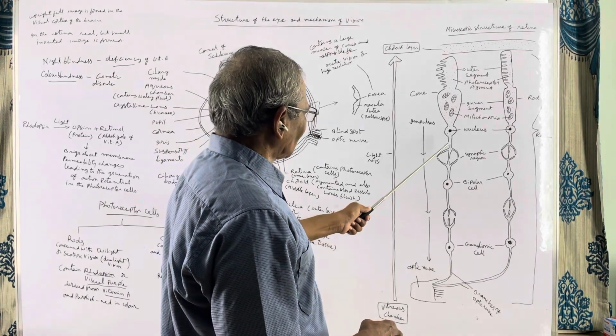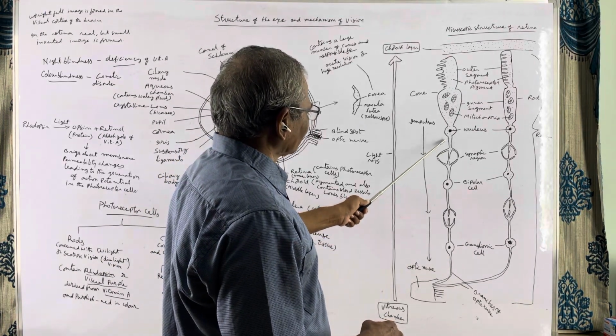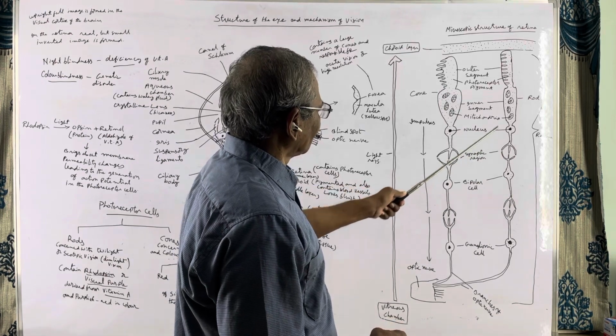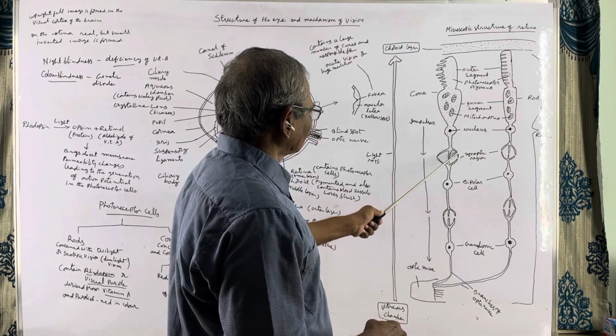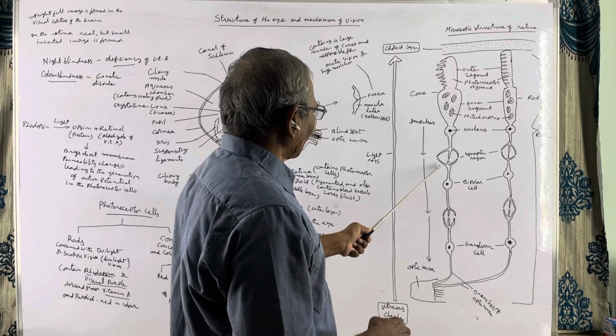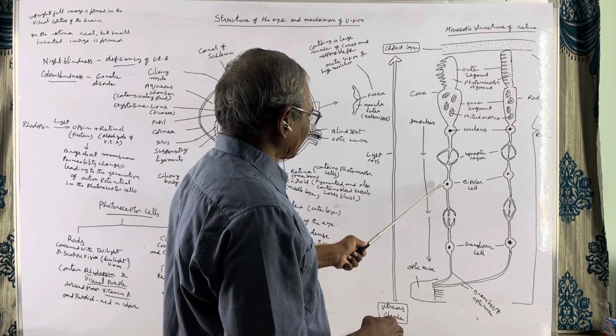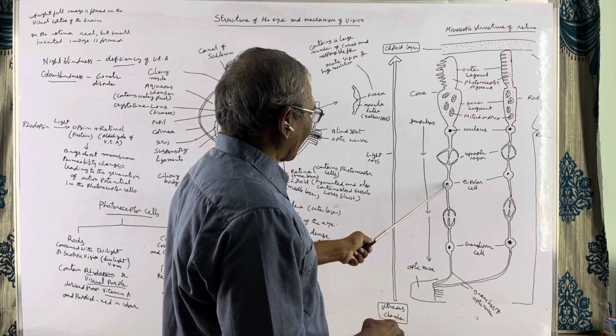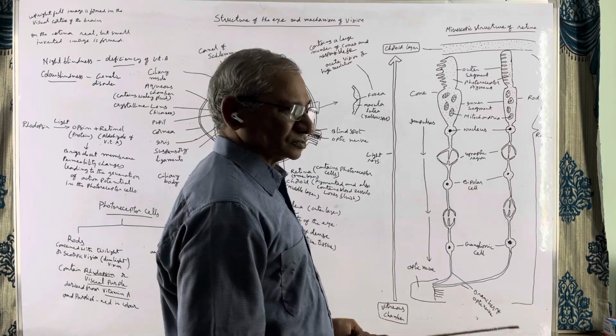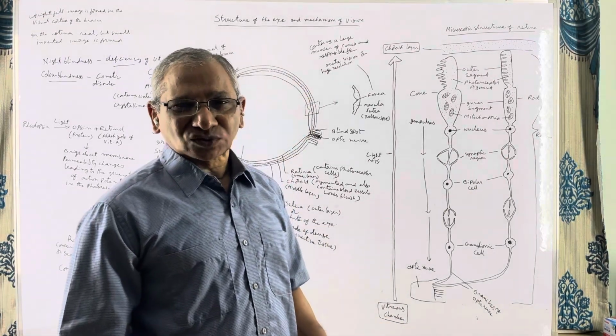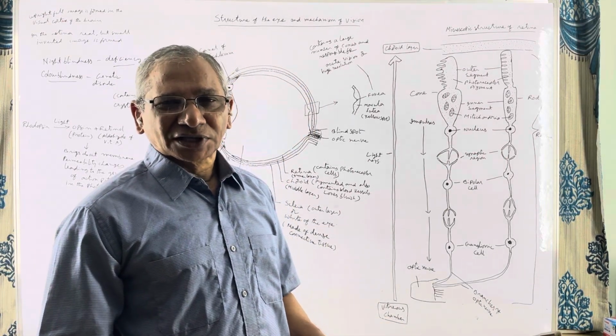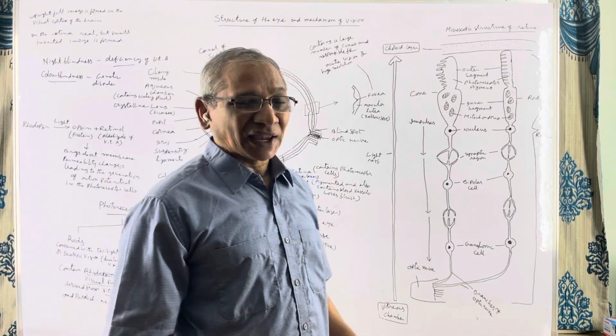Then, this is the axon. So these are axon terminals, and they synapse with dendrites of bipolar cells. While dealing with the nerve cell, I have told you, there are bipolar cells in the retina of the eye.